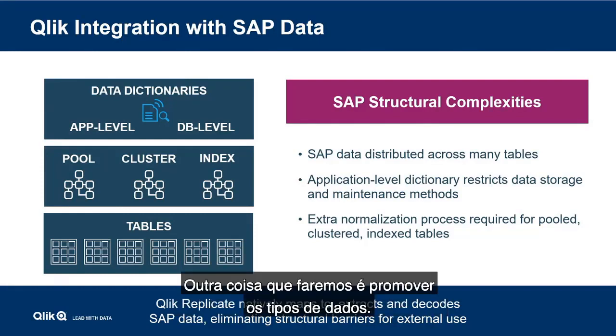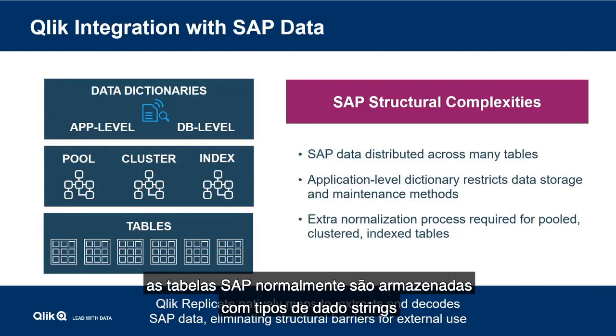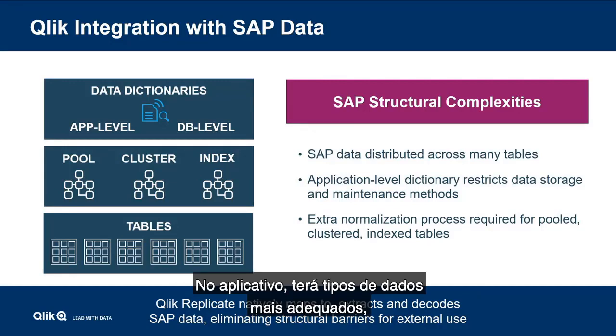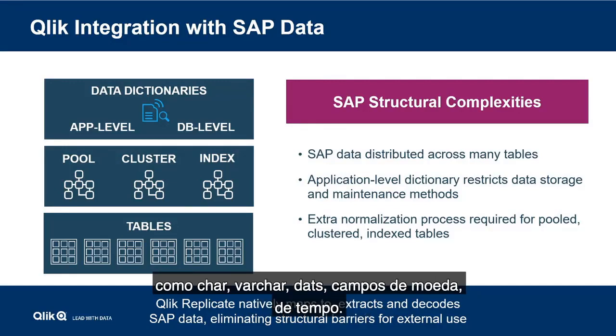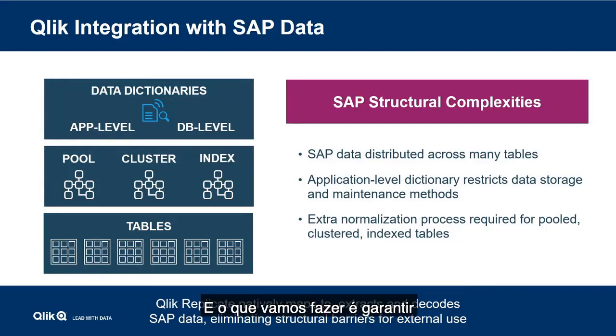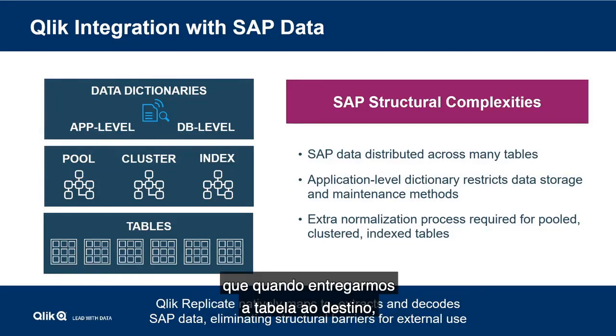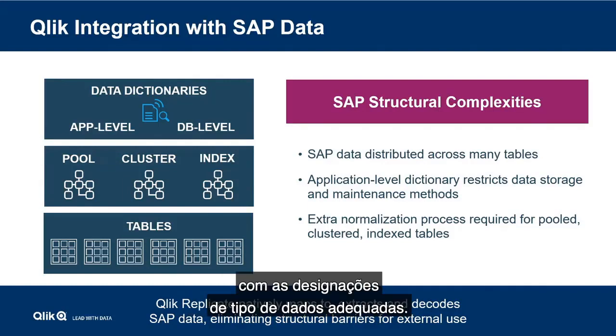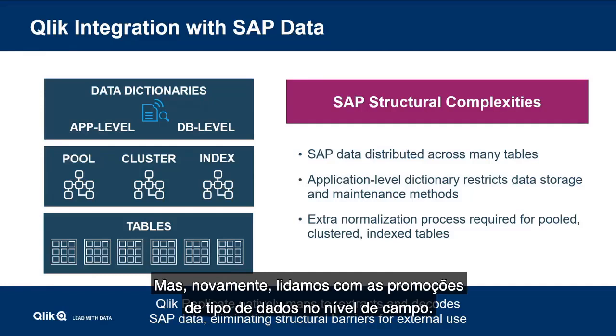Another thing we're going to do is promote the data types. If you look at tables at the database level, SAP tables typically are stored with string data types. In the application, you'll have more proper data types such as CHAR, VARCHAR, DATS, currency fields, time fields. And what we'll do is make sure that when we deliver the table to the target, we create those tables and fields with the proper data type designations. And transparent tables are pretty standard, pretty straightforward. But again, we handle the data type promotions at the field level.